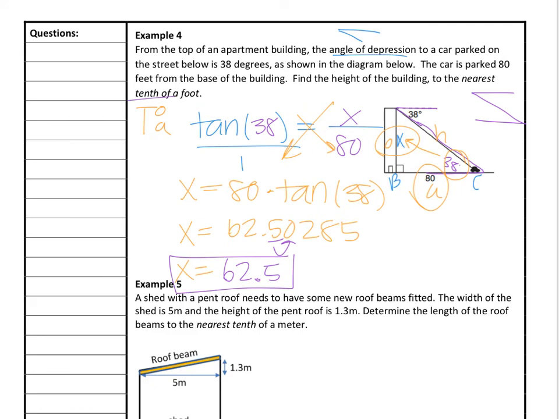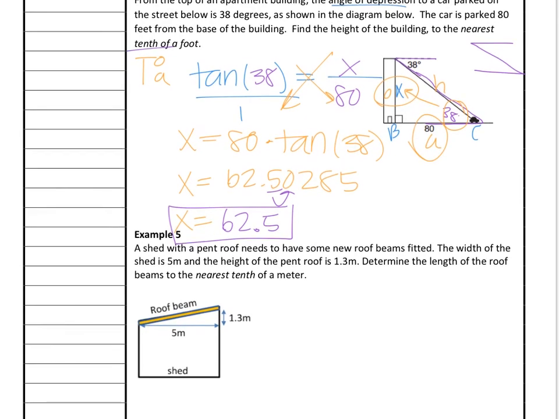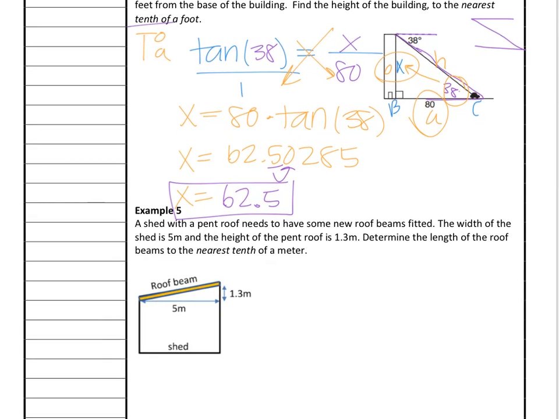Okay, so the last problem we have here says that we have a shed with a pent roof that needs to have some new roof beams fitted. The width of the shed is 5 meters and the height of the pent roof is 1.3 meters. And our goal is to determine the length of the roof beams to the nearest tenth. So you can see the 5 meter wide is labeled and the height of the pent roof is 1.3 meters, also labeled, but we don't have the value of the roof beam, so we're going to call that x. So if I look at this problem here, I have two sides given, 5 and 1.3, but I don't have the third side.